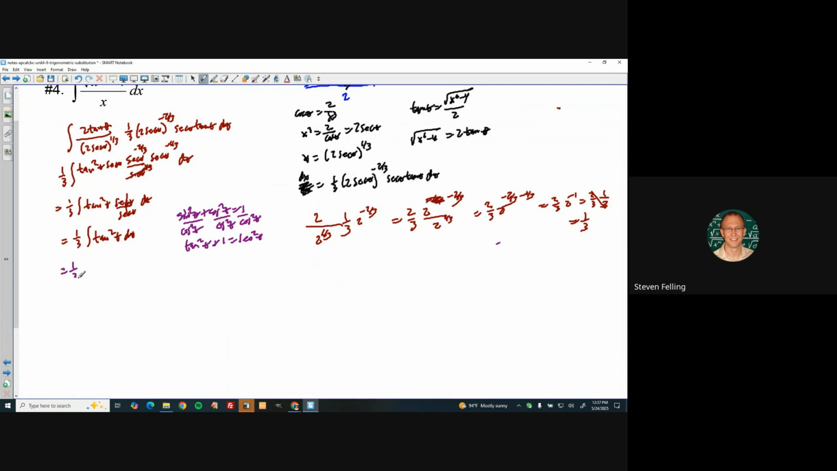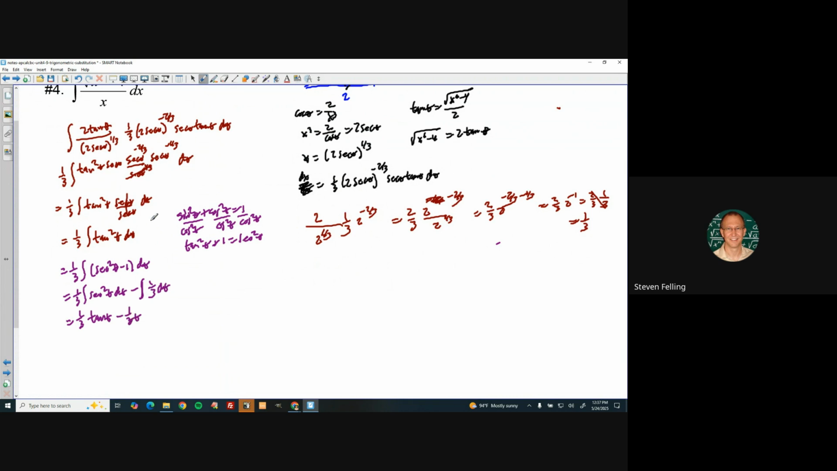So this is 1/3 integral secant squared minus 1 d theta, which means I can split that into two integrals. An integral of secant squared, and then minus just an integral of 1/3. Because we have a shortcut, right? Derivative of tangent is secant squared, so the integral of secant squared is tangent. And this is minus 1/3 times theta.